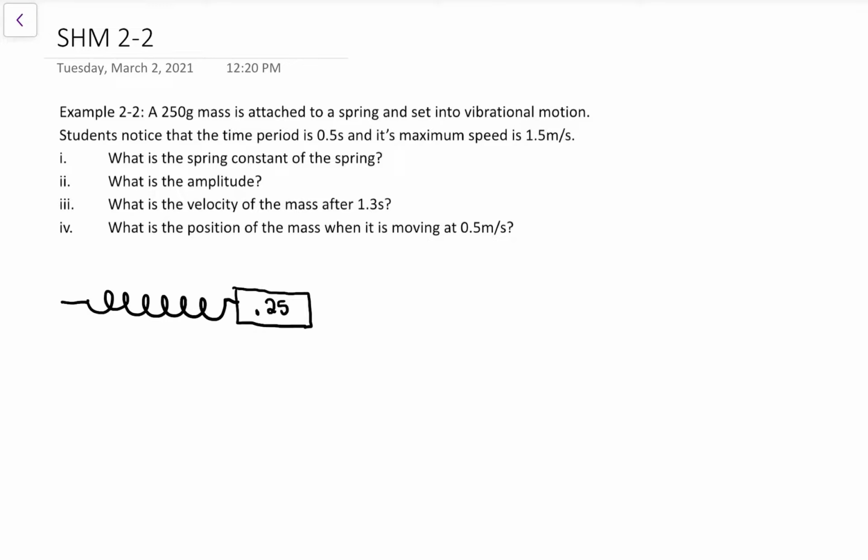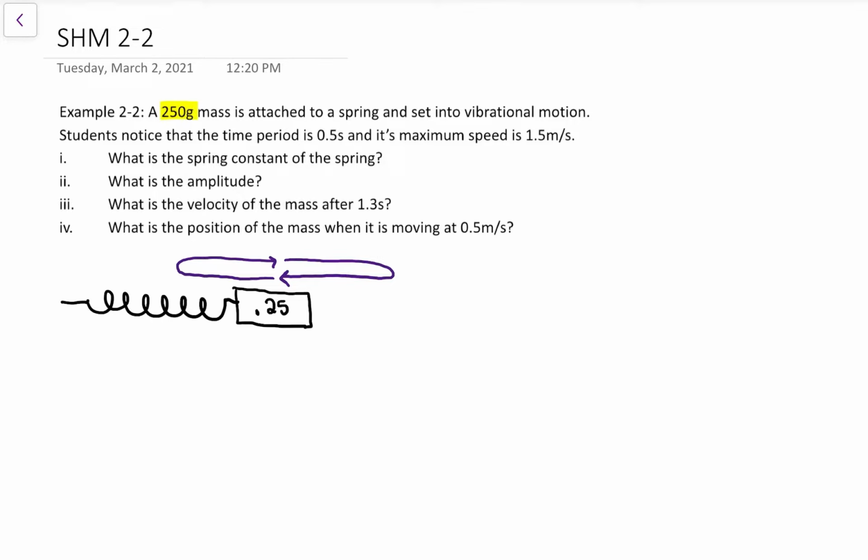And it says it's wobbling back and forth in vibrational motion. Because it's a spring, it's simple harmonic motion. Goes shooting away to the right, stops for a split second, and then comes back to what we call the equilibrium. Then from there, it goes away to the left to the amplitude, stops for a split second, and then back and forth. So kind of going back and forth like that. I got the 250 grams.